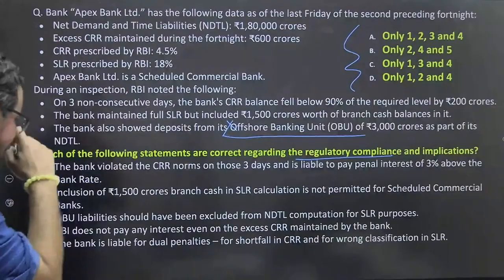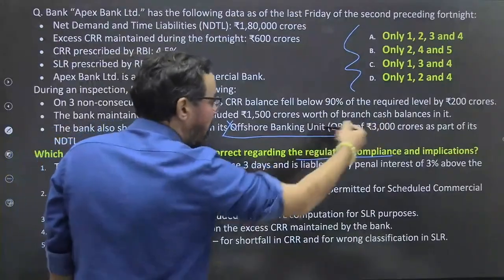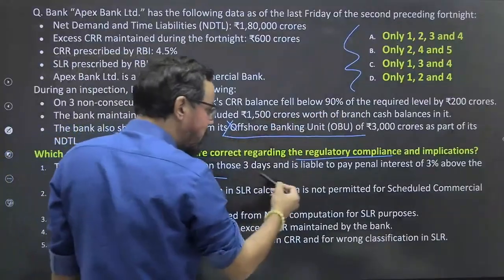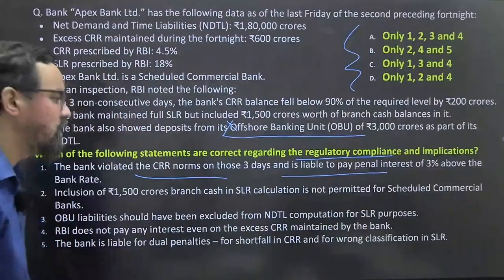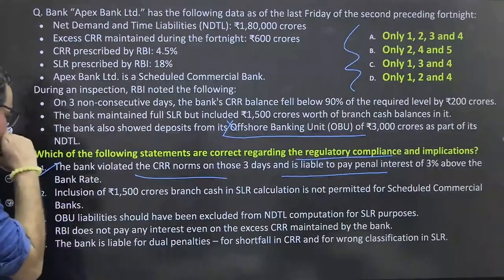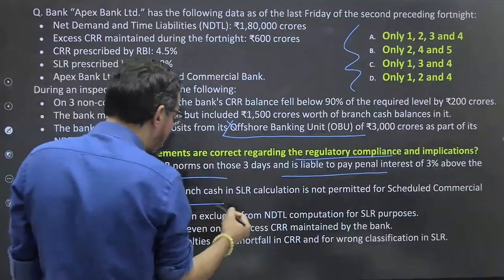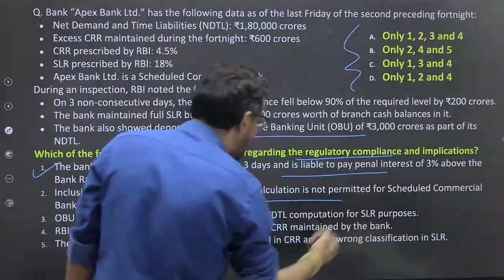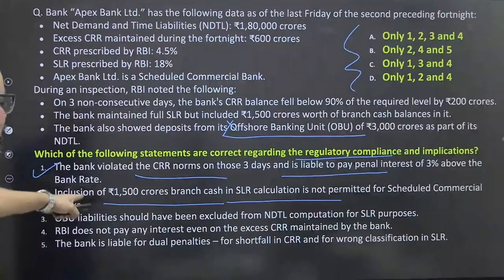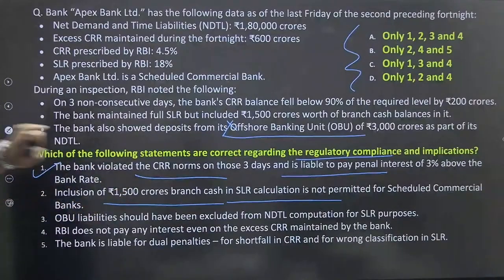The bank violated the CRR norms because we have to maintain 90% or above on a daily basis. They were below for 3 days, and are liable to pay penal interest of 3% above the bank rate. So bank rate plus 3%. This is 100% true. Inclusion of 1500 crores branch cash in SLR calculation is not permitted for a scheduled commercial bank. This is also true. Statement 2 is also right.